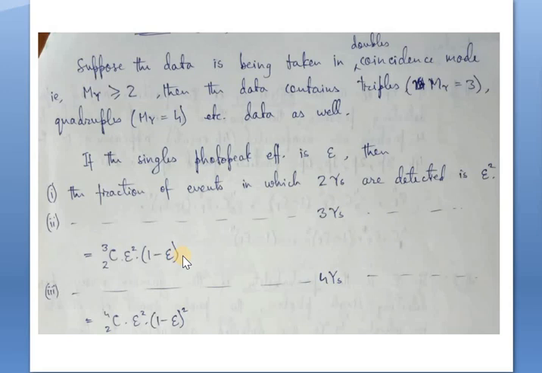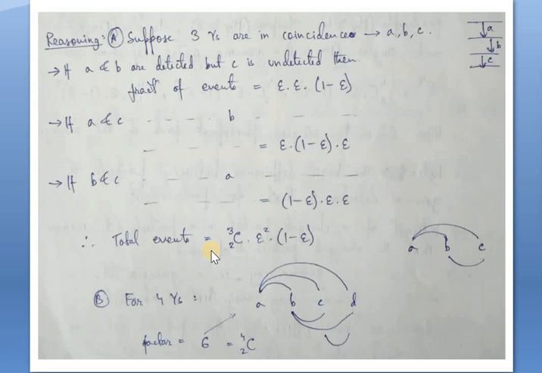Now you must be scratching your heads. Why is this so? Before I give you an explanation, let me just tell you what happens in the case of 4 gammas. In this case, it will be 4C2 epsilon squared into 1 minus epsilon squared. This factor basically means the probability of not detecting one particular gamma ray. So let me give you the reasoning behind it. Suppose 3 gammas are in coincidence. A very simple cascade is shown here, with 3 gamma rays, namely gamma A, B and C.